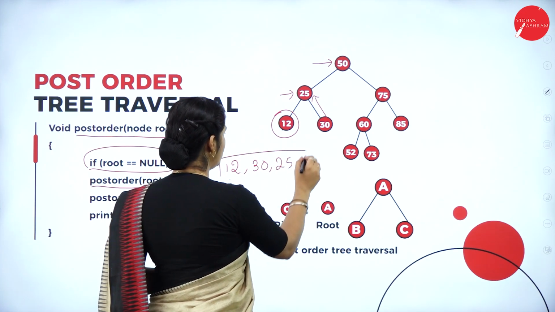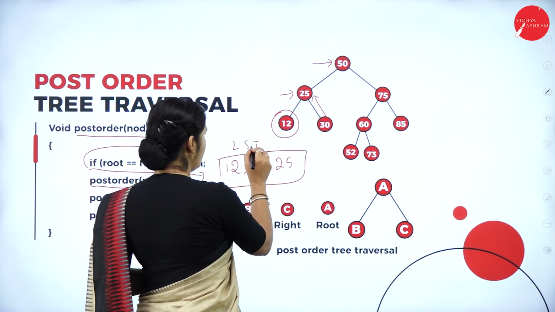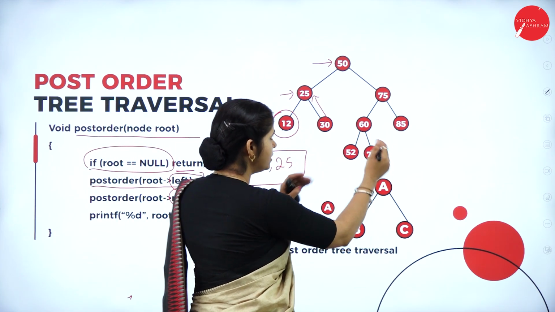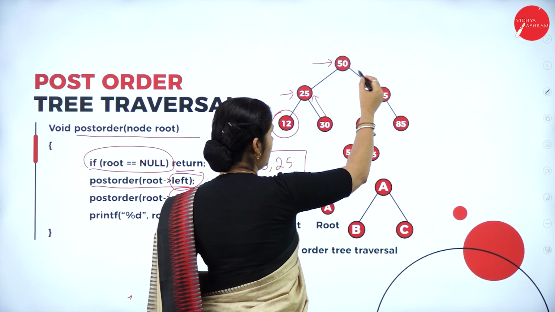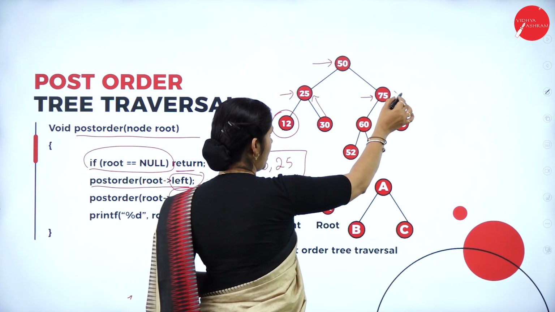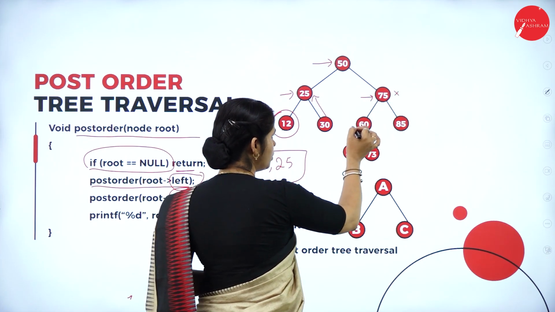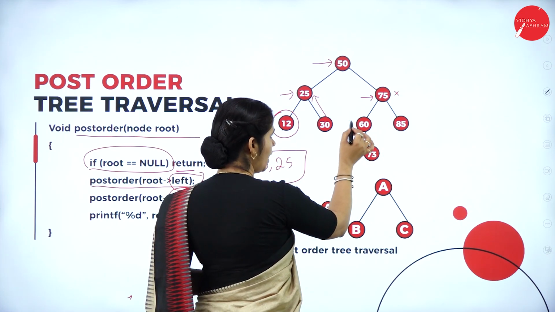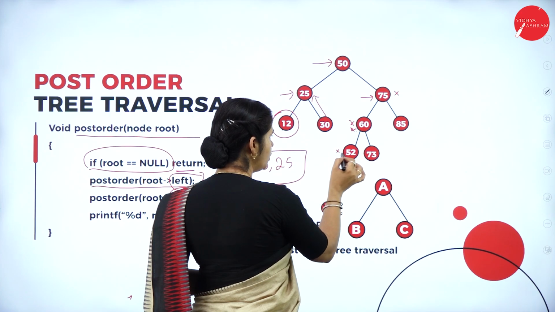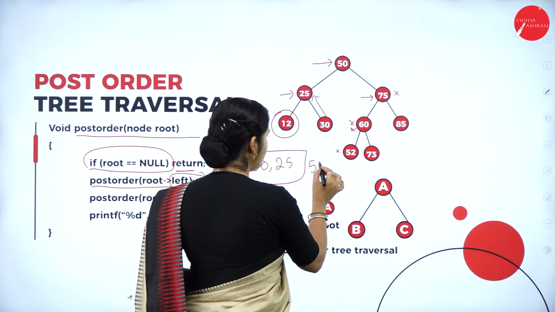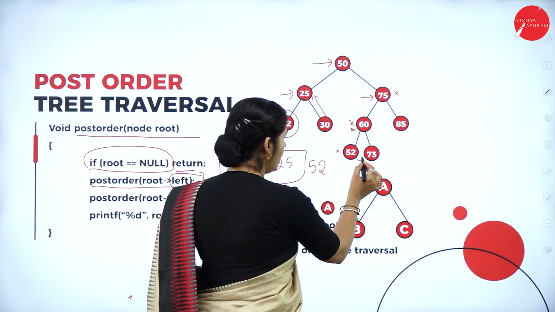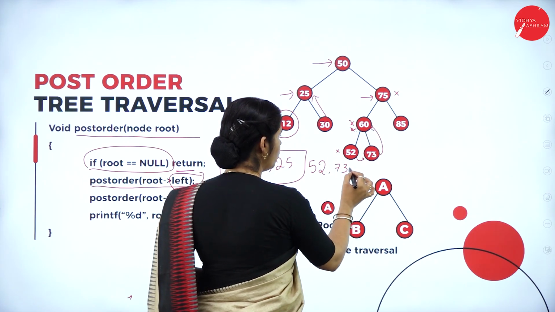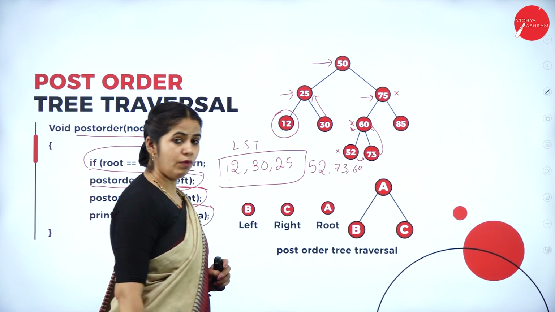Okay, we are done with the left subtree. Now we have to go with the right subtree. Now we are visiting this, but we are not printing this. Again, we are checking with the left subtree. Yes, it is a root node, and we are not printing yet. So we are coming to the 52. Now we have to print 52. Then right, that is 73. And then we are going to print the root.